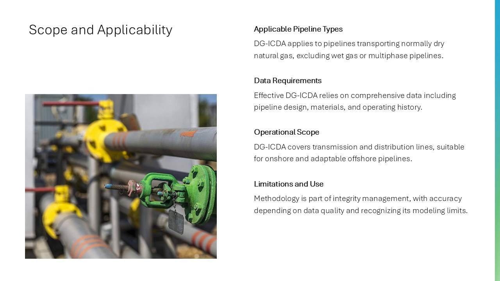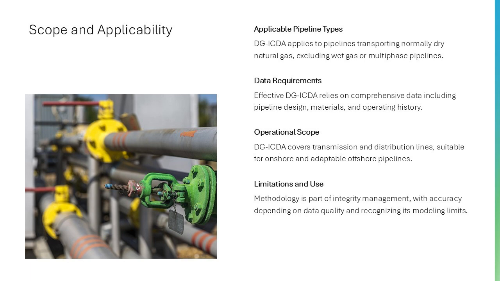The scope of DG-ICDA includes both transmission and distribution pipelines, provided that sufficient data are available to support the assessment process. It applies to onshore pipelines and may be adapted for offshore applications with appropriate engineering judgment. DG-ICDA requires that operators have access to reliable information on pipeline design, materials, operating history, gas quality specifications, and corrosion control practices.